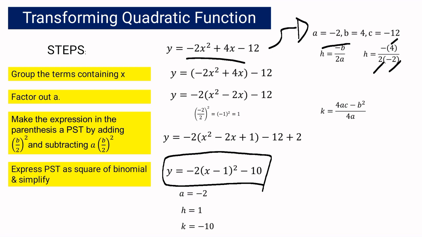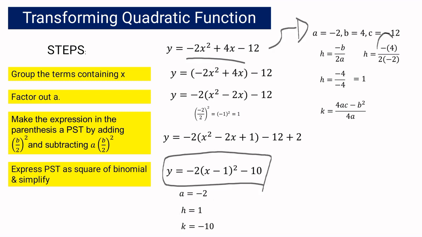Can you follow? Yes, let us simplify further. So this expression will become negative 4, and 2 times negative 2 is also equal to negative 4. So if we simplify that again, the value of h is 1, just like 1 that we have it here.